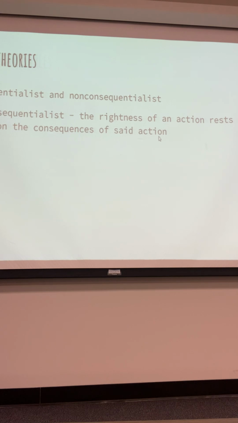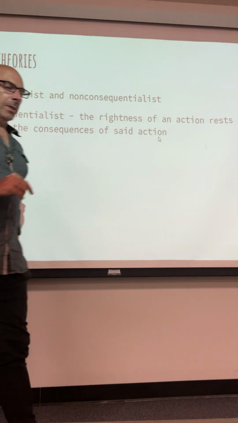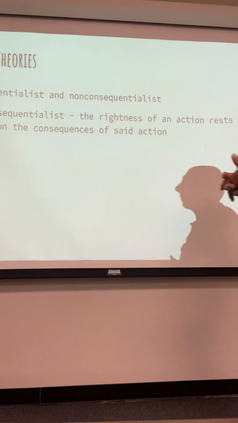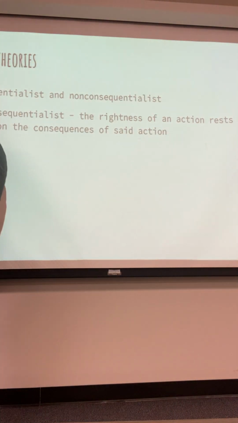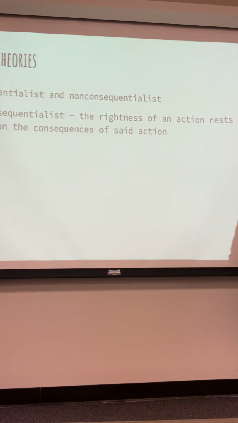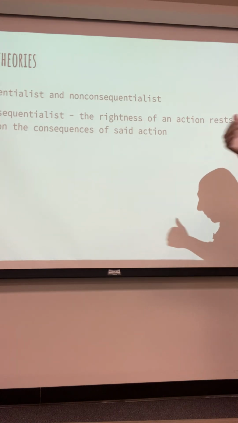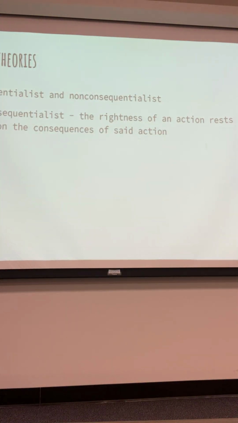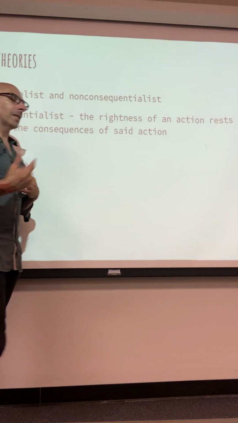Now, in moral theories, we have two types. We have consequentialist and non-consequentialist. So let's start with the consequentialist. Here the rightness of an action rests solely on the consequences of said action. So a moral theory that is consequentialist is only interested in the consequences that result from that action or behavior. So if I am doing something and it is causing something that we see as being wrong, then that is grounds for not doing it. That's the consequences of the action.